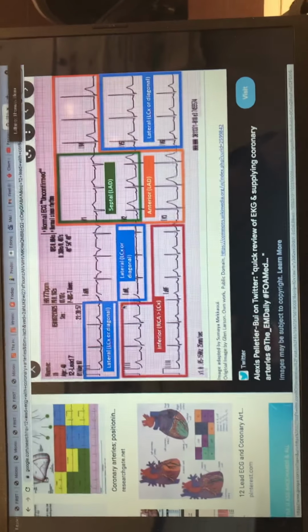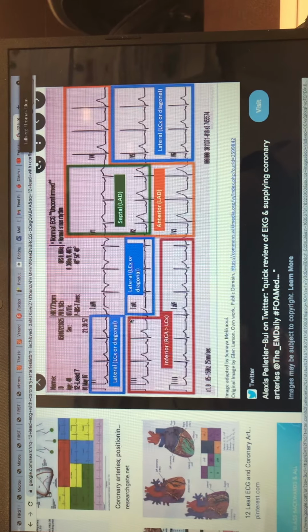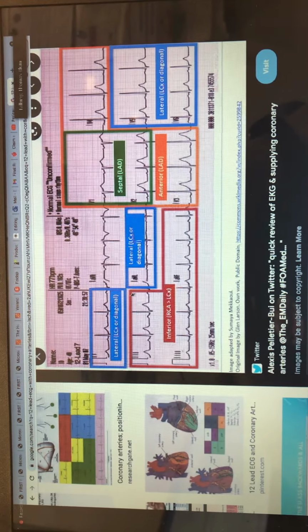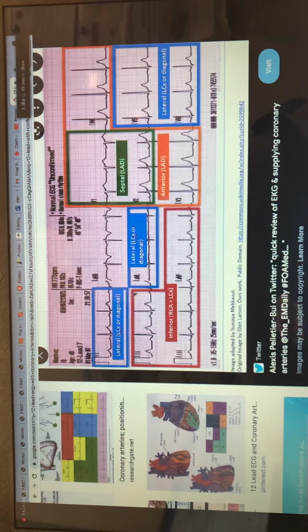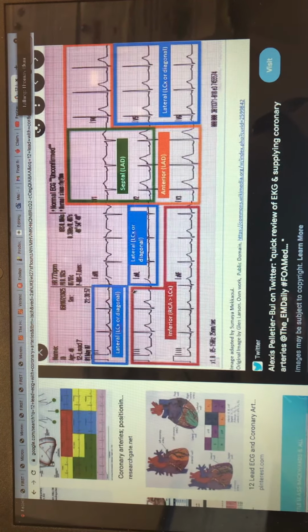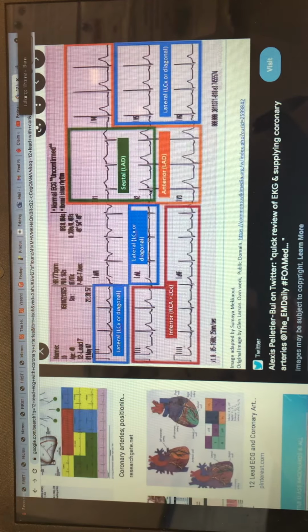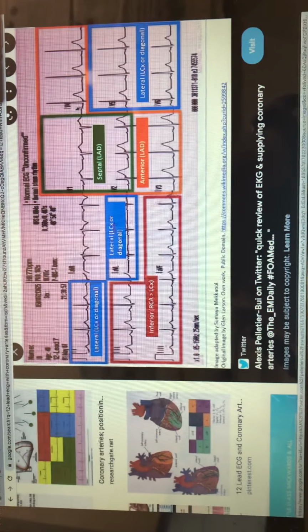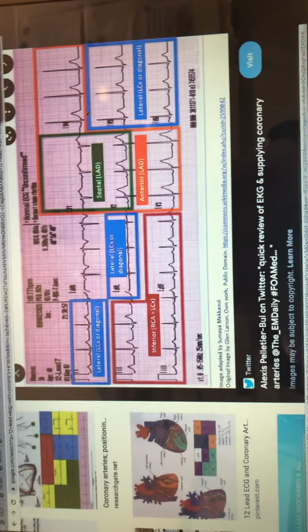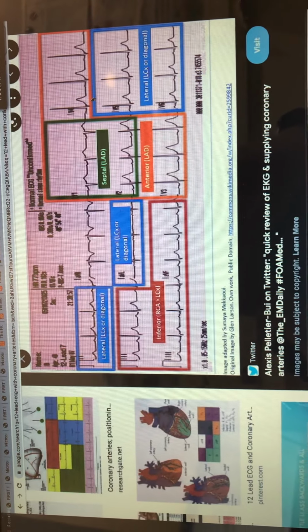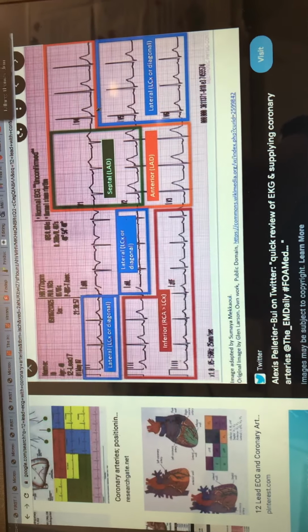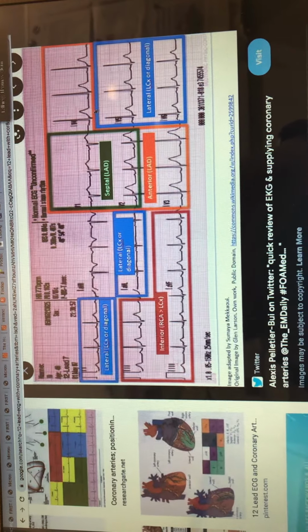And the other side of that heart is what produces a reciprocal view, right? And different views of the heart produced by your limb leads and your precordial leads are what allow us to look at these coronary arteries in a bigger dissection, to help identify what region of the heart is becoming ischemic or progressing into injury or is already in an infarct state.